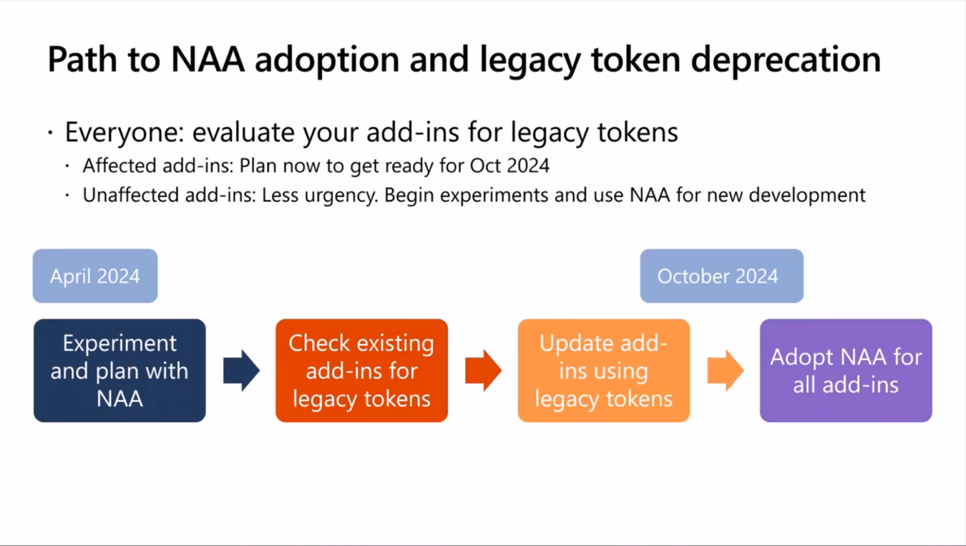So beginning now, April 2024, we recommend experimenting and planning with NAA, checking your add-ins as quickly as possible for the legacy tokens, and then thinking about how to update your add-ins using the legacy tokens in the coming months. And for those of you who are not on these tokens, NAA is still going to be your best way to do authentication going forward. So we definitely recommend still picking it up, but the timeline for you all is a little less tight. All right, next slide.